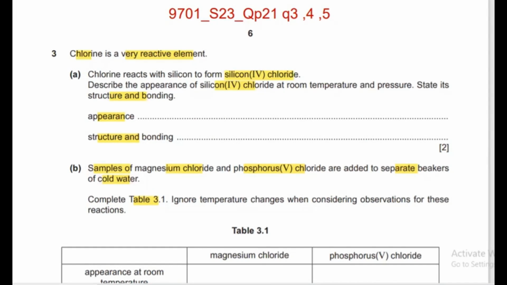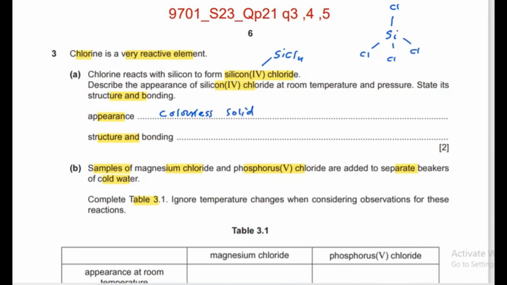Chlorine is a very reactive element. Chlorine reacts with silicon to form silicon 4 chloride. Describe the appearance of silicon 4 chloride at room temperature and pressure. State its structure and bonding. Silicon 4 chloride has a structure in which one silicon is covalently bonded with 4 chlorine atoms. So the appearance of this substance is a colorless solid.